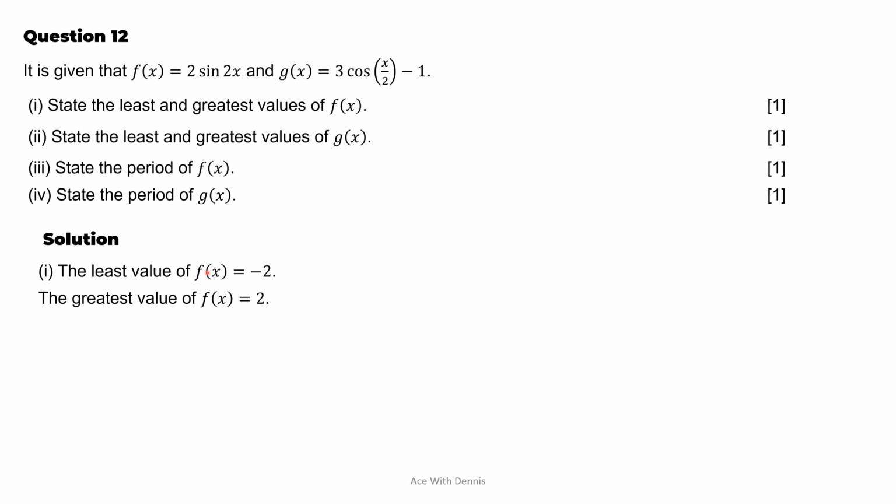The greatest value for f(x): the sine 2x must be 1. So 2 times 1 to get the greatest value of f(x), which is 2 here.